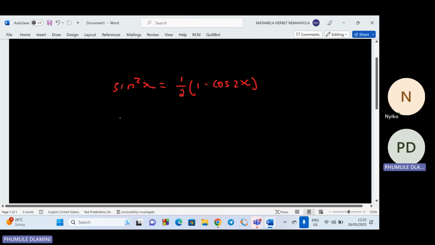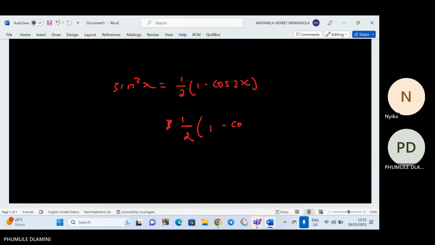These are identities from high school. Yes, you can try to prove it and you're going to get exactly this. Let me try to prove it. We have 1/2 times 1 minus cos 2x, and we know cos 2x is going to be cos squared x minus sine squared x, in brackets.